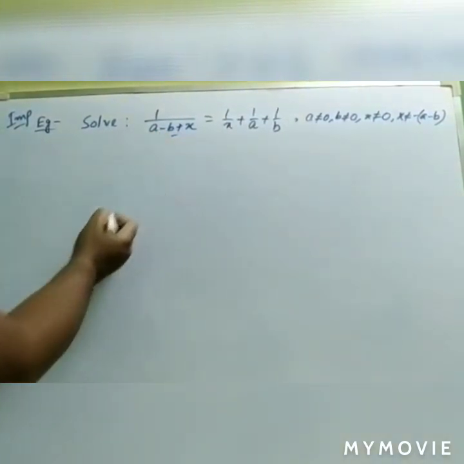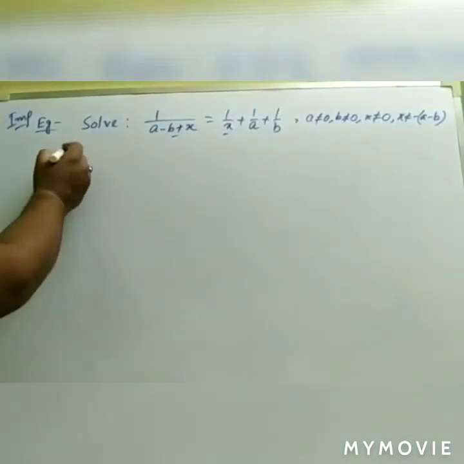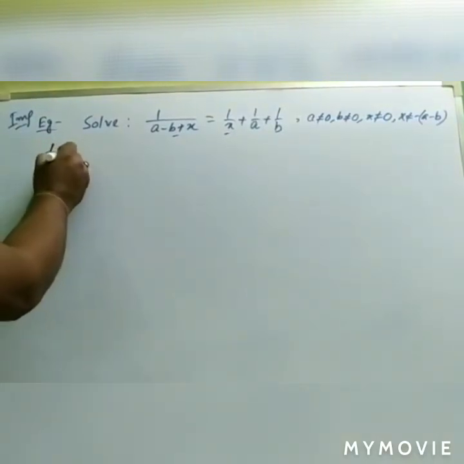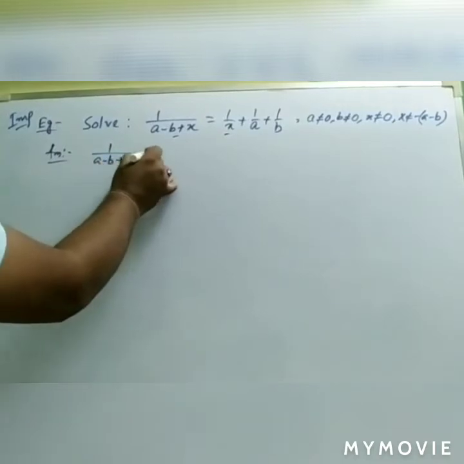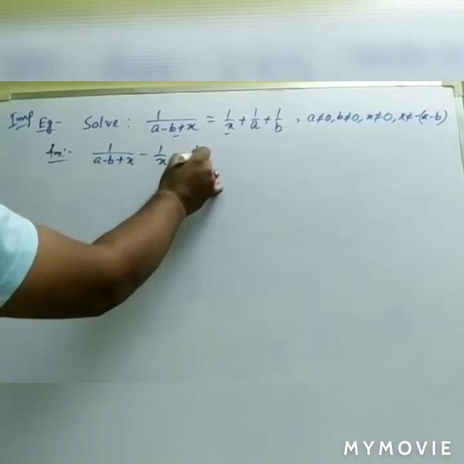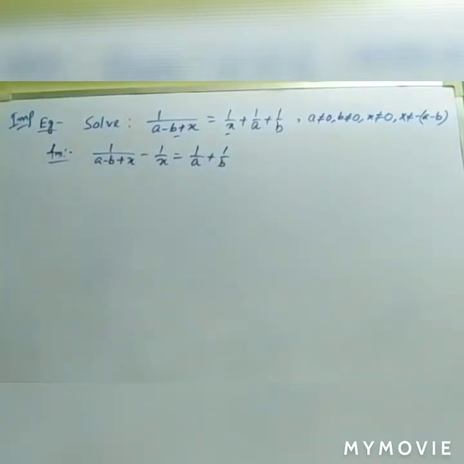Actually you can see that one part of x is here and another part of x is on the right side, so we will take all the x parts to the left side. So the answer goes like this: 1 by (a minus b plus x) minus 1 by x equals 1 by a plus 1 by b. We can take all x together on the left side.